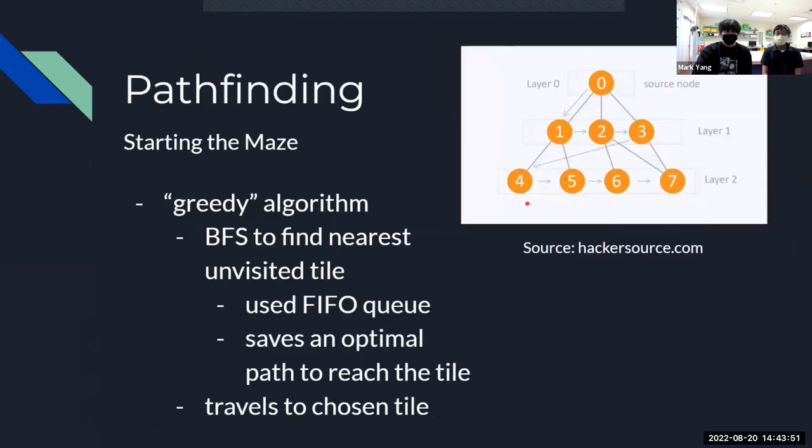The search that we did for the maze competition is called breadth first search. And it's considered a greedy algorithm, which basically is to look for the most optimal route in the ones that you are currently given in your local scenario situation. And it saves an optimal path to reach the tile once we have completed the entire maze. And it uses a FIFO queue, which is first in, first out.